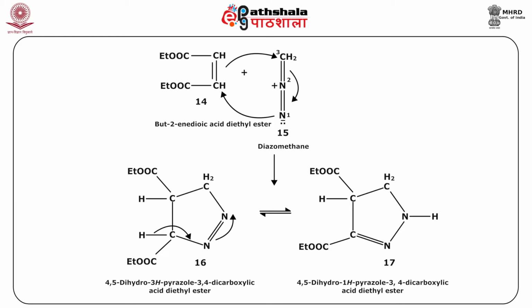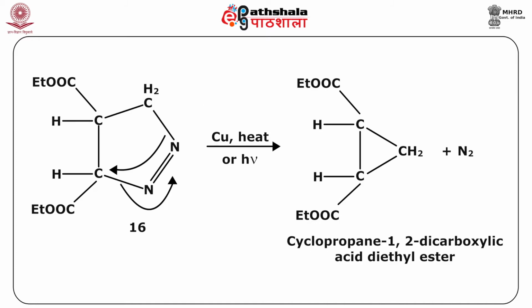This is an example of 1,3-dipolar cycloaddition reactions, as represented by the figure. In step 2, the pyrazole derivative, 4,5-dihydro-3H-pyrazole-3,4-dicarboxylic acid diethyl ester 16, on either photochemical or thermal decomposition loses one molecule of nitrogen and forms a cyclopropane derivative 13, as shown in figure 6. This step is also known as the nitrogen removal step.